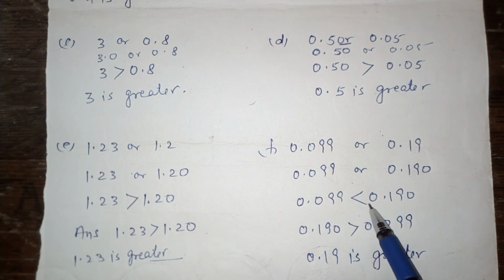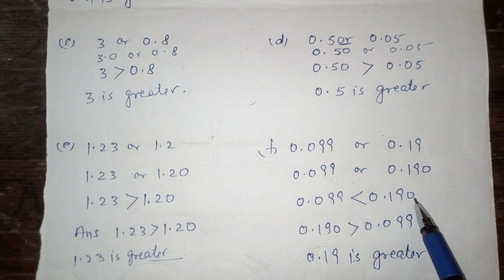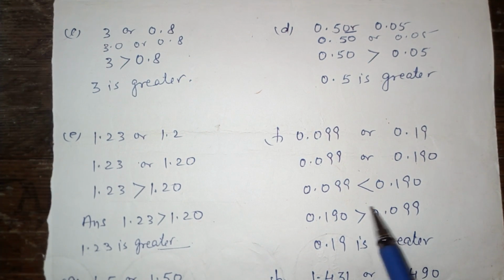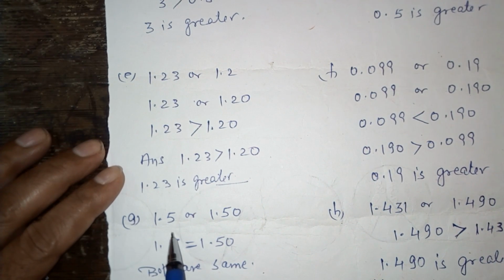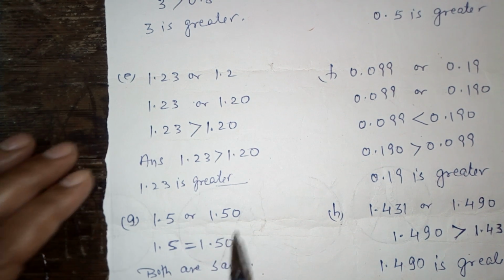0.099 is less than 0.190, or in other words, 0.190 is greater than 0.099. The answer is 0.19 is greater. 0.19 or 0.190, both are the same. Okay, my dear student, your next question is 1.5 or 1.50.